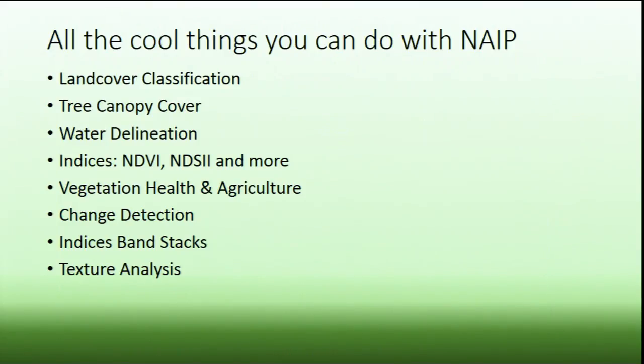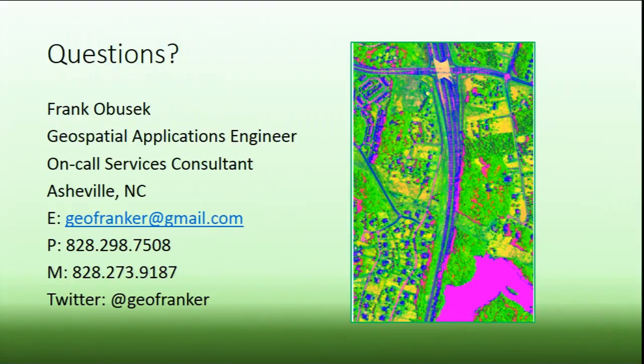All right, so to summarize, all the cool things you can do with NAIP. Land cover classification is a pretty typical application of NAIP imagery. Tree canopy cover, water delineation, the indices. I like indices. A lot of cool things you can do with them, especially when you combine them back in with your original data. Vegetation health, agriculture, change detection, and texture analysis is something neat as well. So that's what I have, and if you have any questions, I'd be happy to answer them.